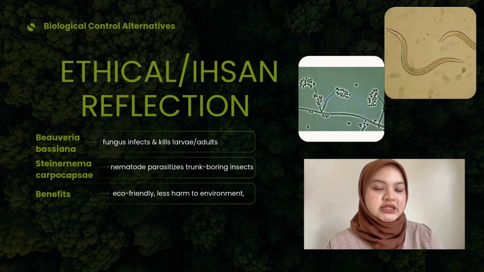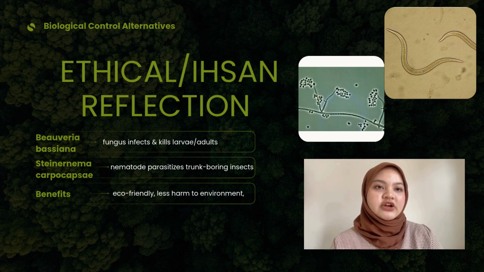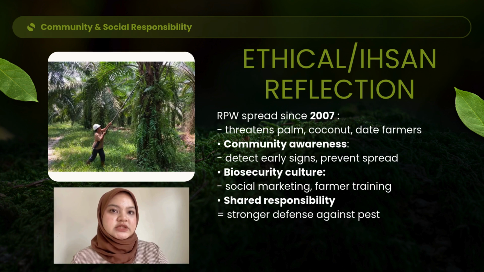Continuing this reflection, biological control offers safer solutions. For example, Beauveria bassiana is a fungus that infects and kills the weevil, while Steinernema carpocapsae is a nematode that parasitizes trunk-boring insects. These natural agents are eco-friendly, effective and cause less harm to the environment, community and social responsibility.